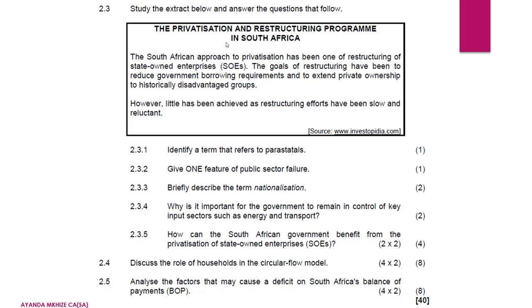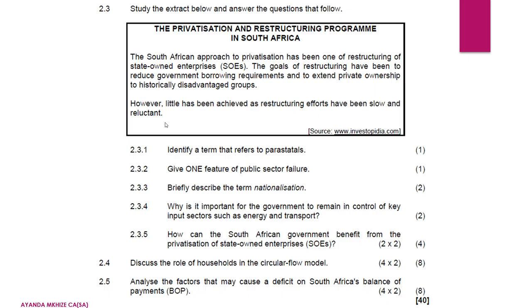The privatization and restructuring program in South Africa. The South African approach to privatization has been one of restructuring of the state-owned enterprises. The goal of restructuring has been to reduce government borrowing requirements and to extend private ownership to historically disadvantaged groups. However, little has been achieved as restructuring efforts have been slow and reluctant.